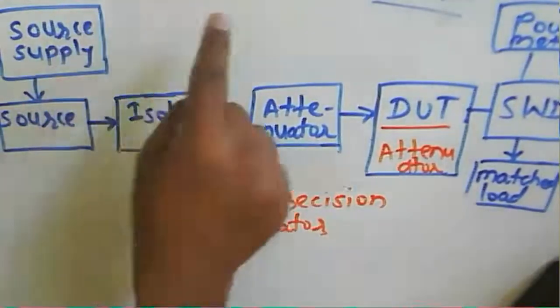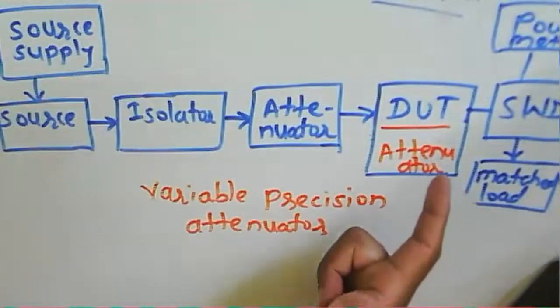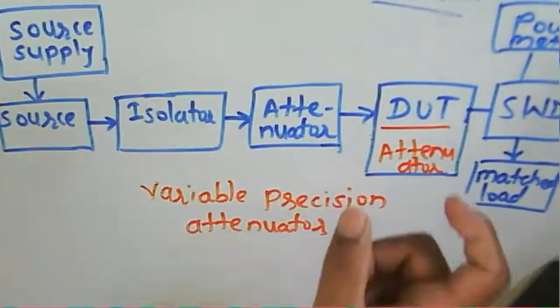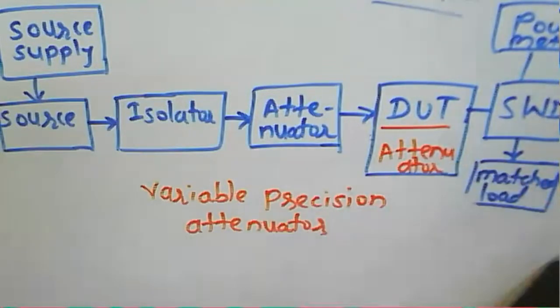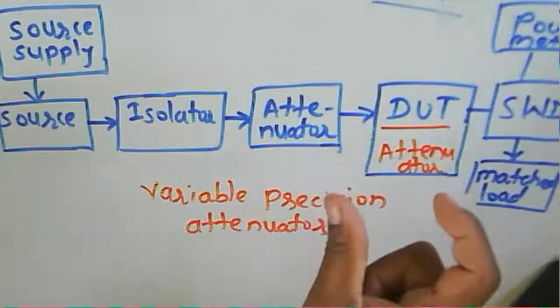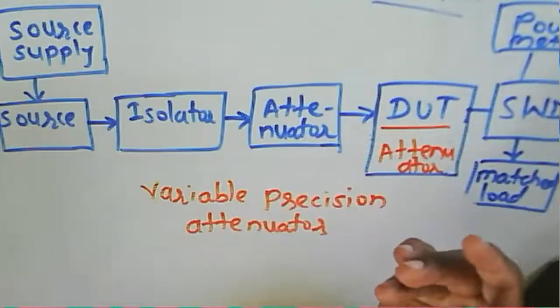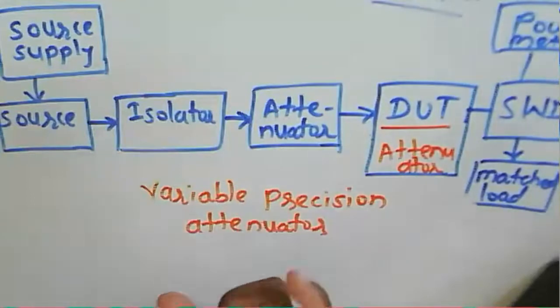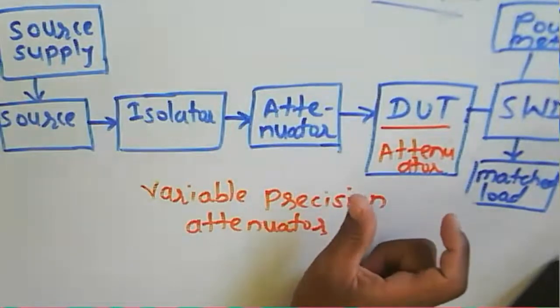What is the RF substitution method? We just replace the device under test. Initially, we measure the power using the device under test, that is process 1. Then remove the device under test and replace it with an attenuator, a variable precision attenuator. And we adjust the power using the variable attenuator there.